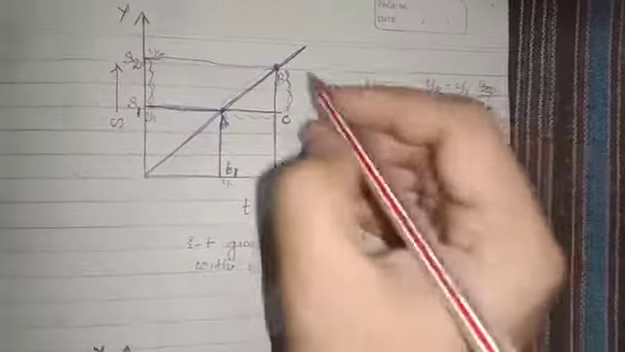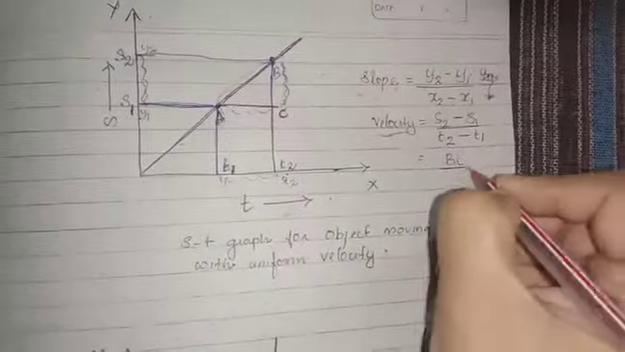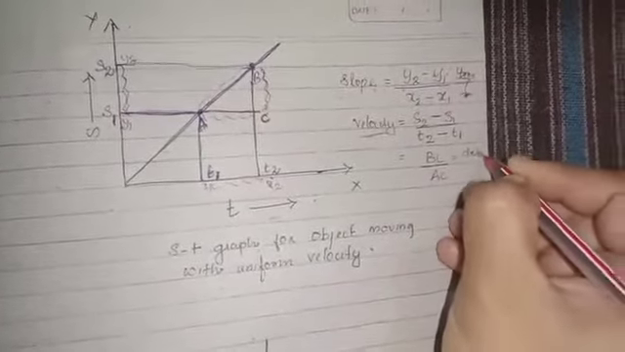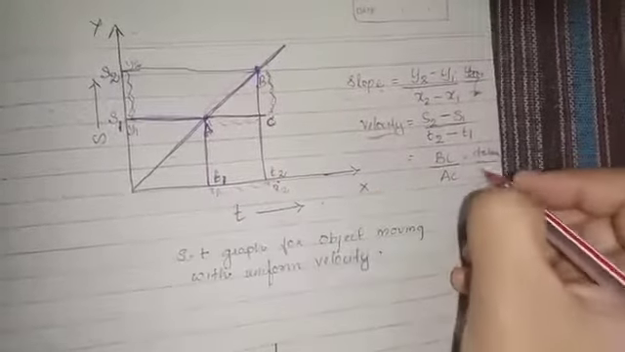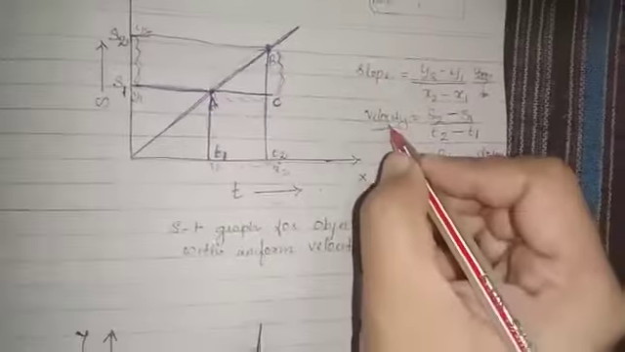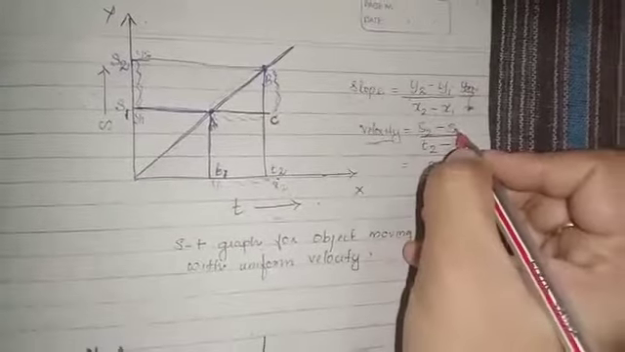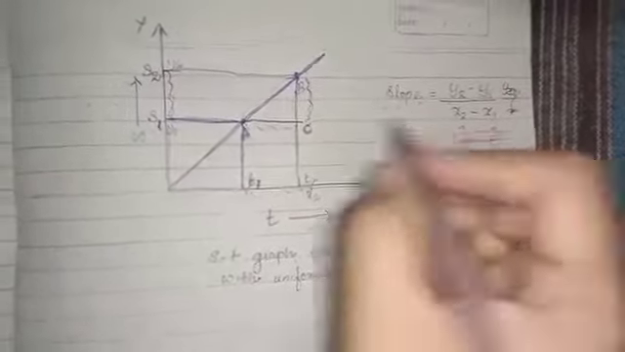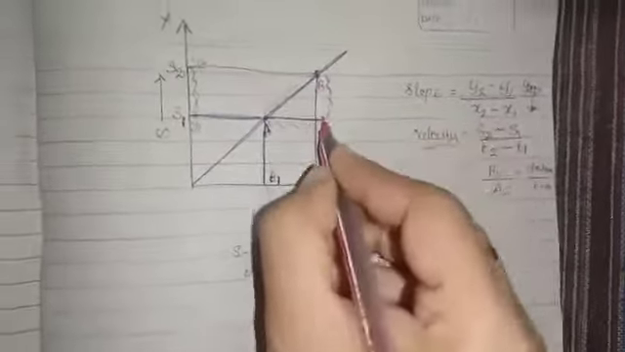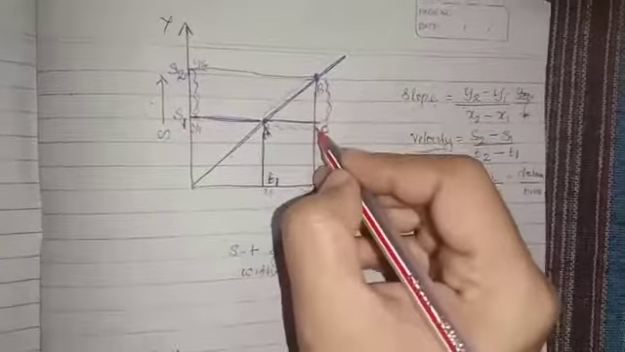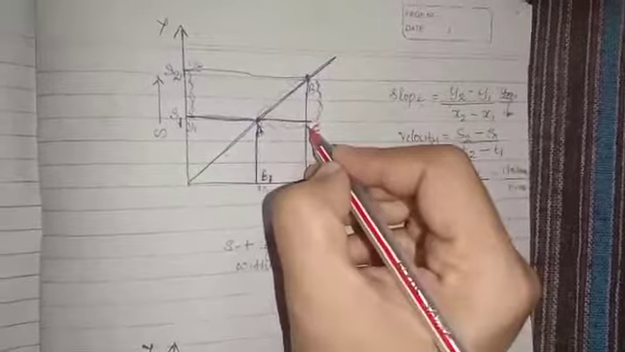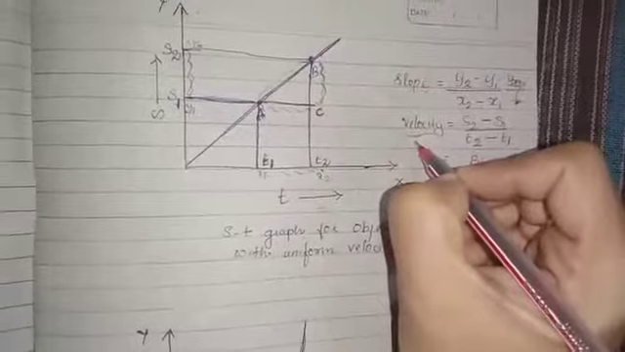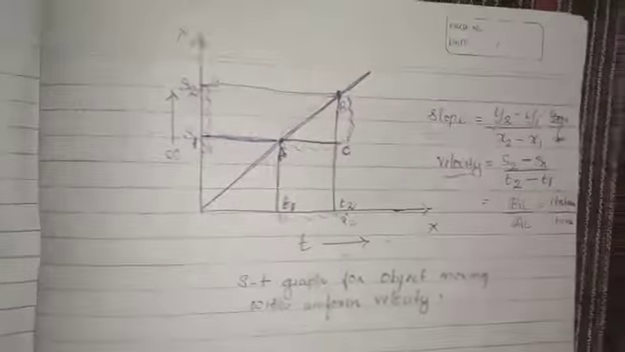So this s2 minus s1 is what? BC, divided by AC. BC represents distance. AC represents time. That means distance by time is velocity. So s2 minus s1 is the change in position, and t2 minus t1 is the time interval. So from this graph we are getting the change in position and the time interval. From there we get the slope, which is equal to the velocity. So I hope you understood this portion.